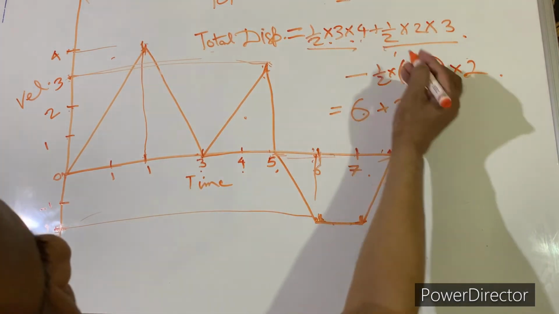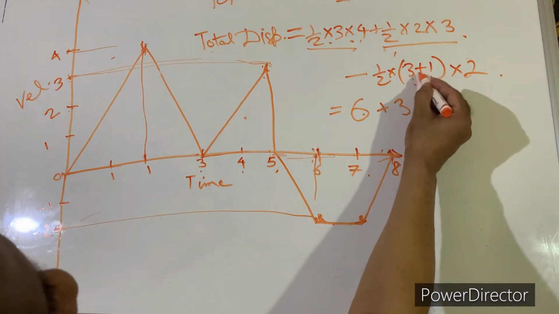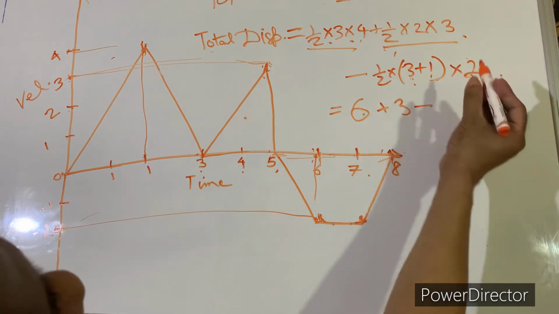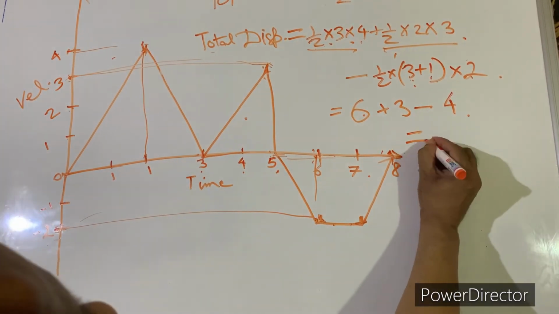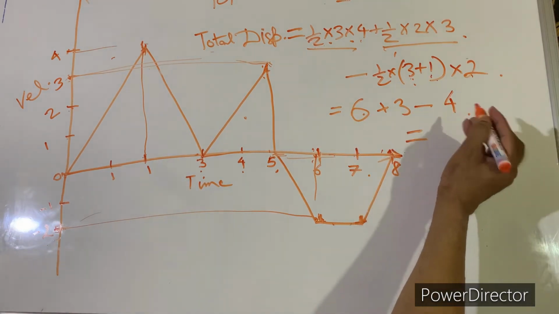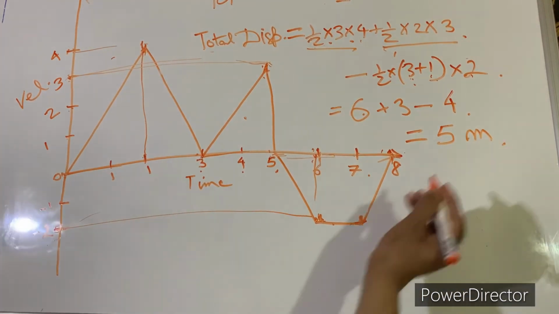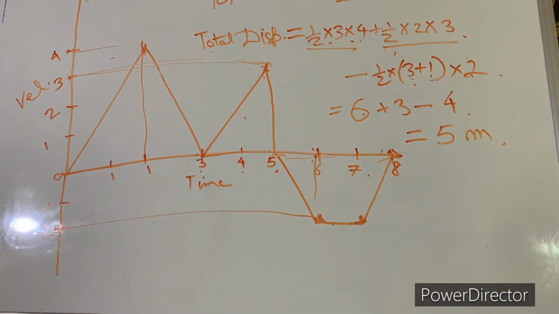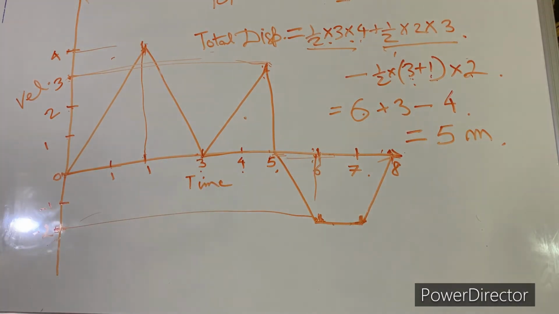6 plus 3 and minus the area of this trapezium. Area of this trapezium is 3 plus 1, 4 into 2 is 8. Half of 8 is 4. Therefore the displacement comes out to be 6 plus 3 is 9, minus 4 is equal to 5. So you have seen the difference between the distance traveled by the body and the displacement of the body. The displacement of the body has come out to be 5 meters as shown by this velocity versus time graph.